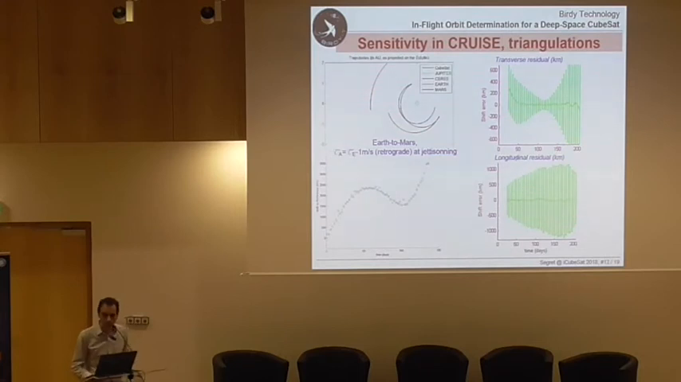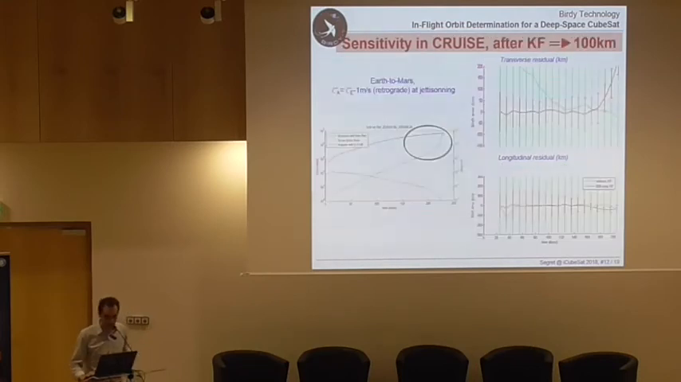So this is the asynchronous triangulation, the raw results of that. Transversely, along the trajectory from Earth to Mars over time, you get this kind of standard deviation, so one sigma. And longitudinally, it's even bigger, up to 1,000 kilometers. So, okay. Then we add the layer of the Kalman filter.